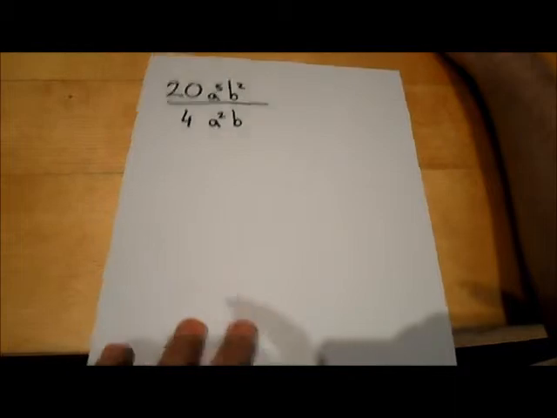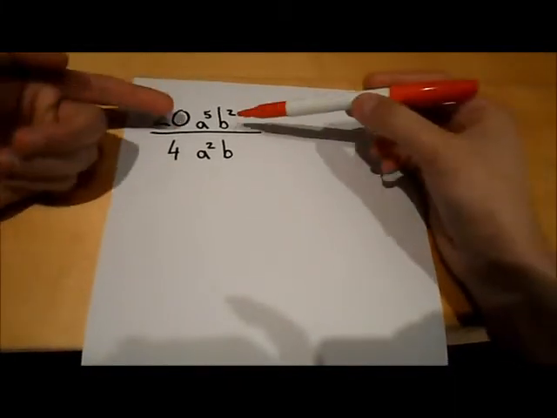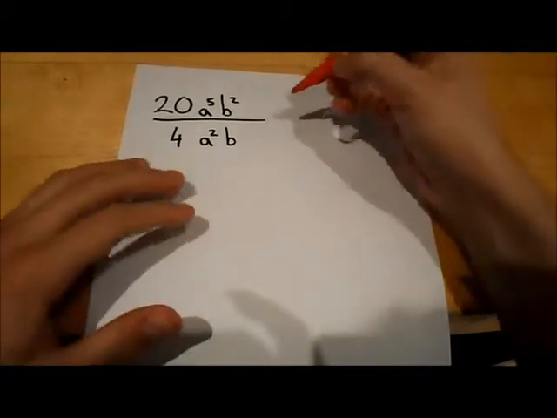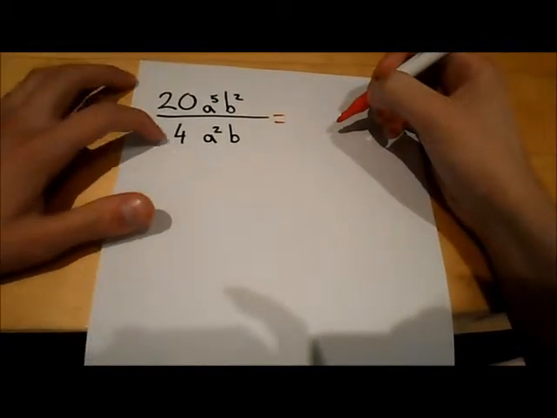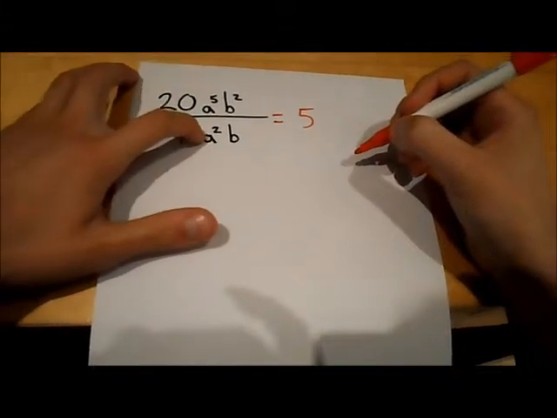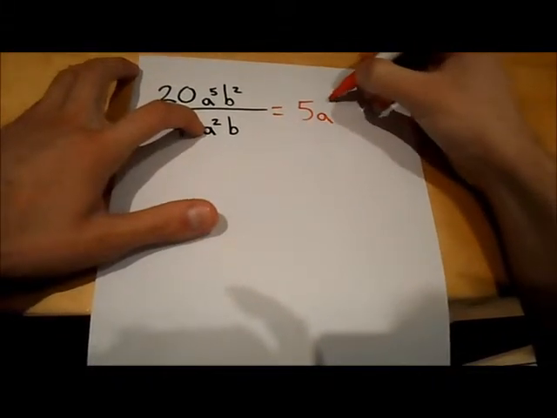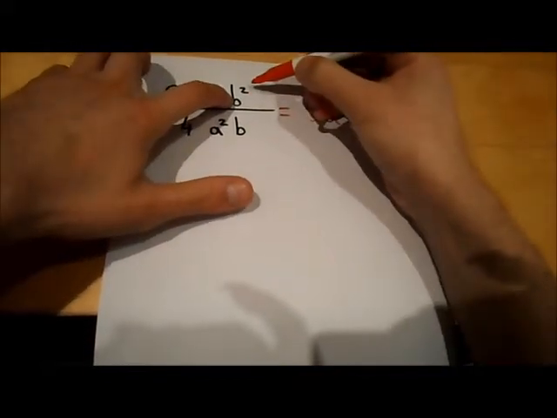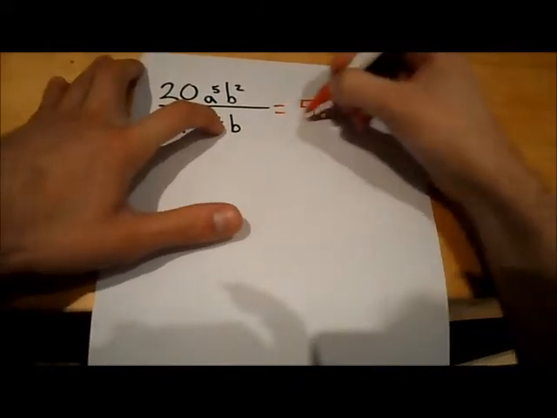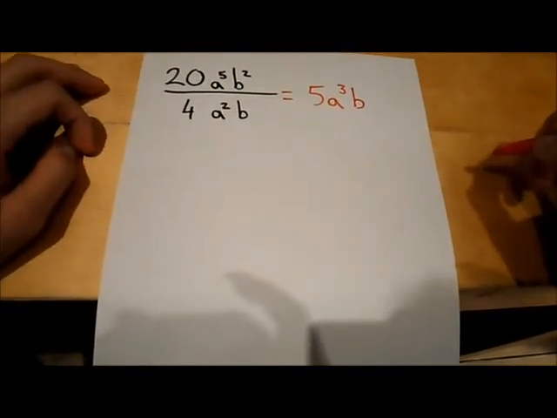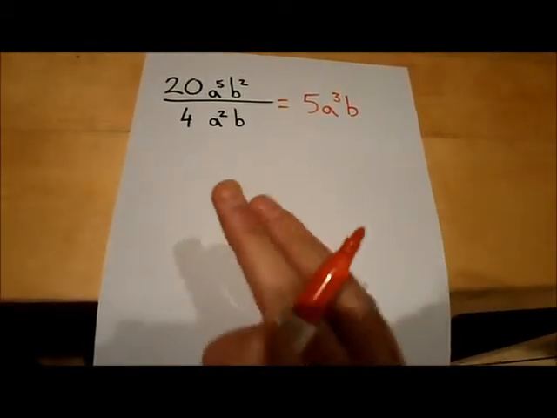Now, one more really complicated one. Here, I've got two different variables, but it's exactly the same process, it's just slightly longer. 20 divided by 4 is 5. a to the power of 5 divided by a to the power of 2 would be a to the power of 3, because we have 5 take away 2. And then b squared divided by b, well, that's just 1b left. So that'd be 5a cubed b.